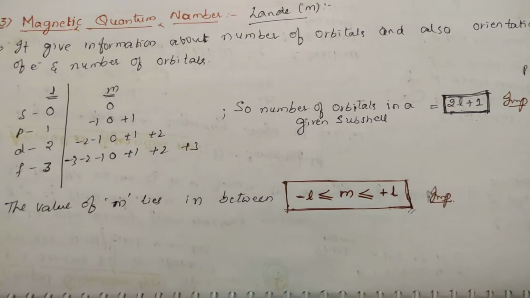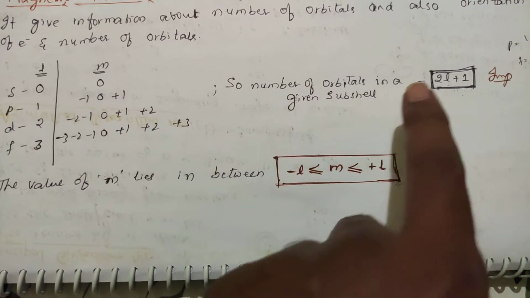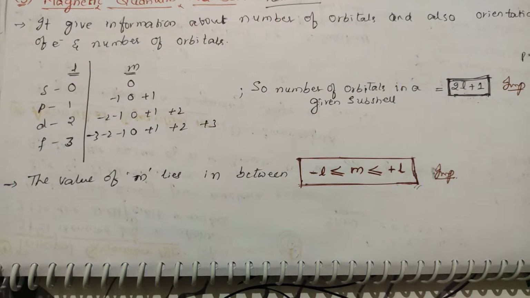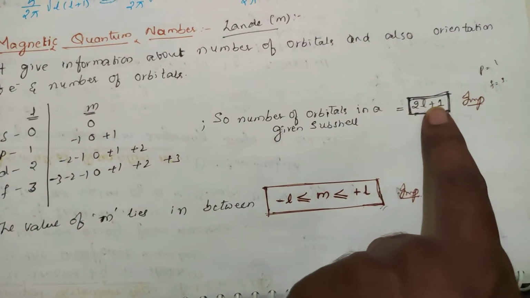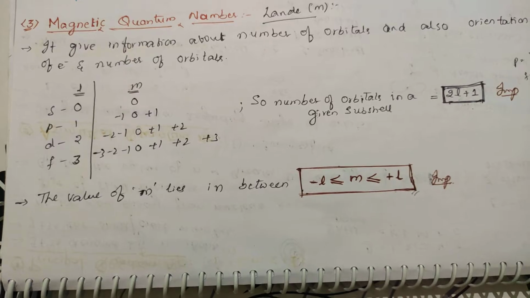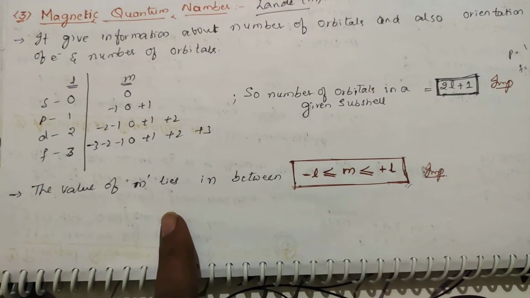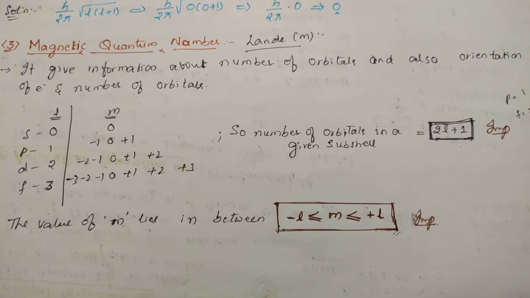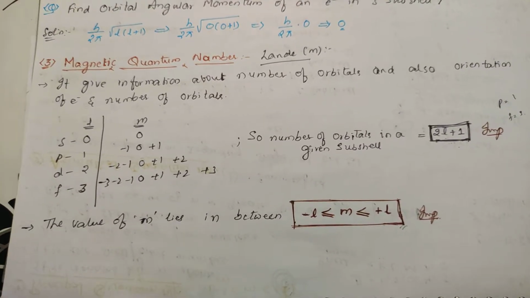Suppose we take an example: if I ask for d, how many values are you getting here? You are getting 5, right? Count here: minus 2 is one value, minus 1, 0, 1, 2. You are getting 5. If you want to calculate how many values you will get for d, you put the l value here: 2 into 2 plus 1, so it is 4 plus 1, 5. So the number of values you will get is 2l plus 1, where m lies from minus l to plus l. So by using the magnetic quantum number, you can find the orientation of the electron and the number of orbitals, right?